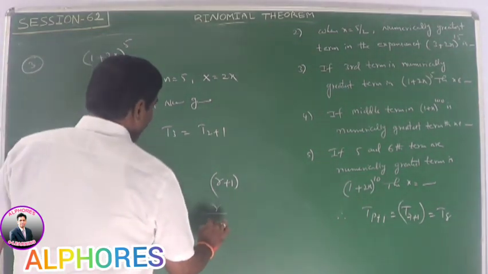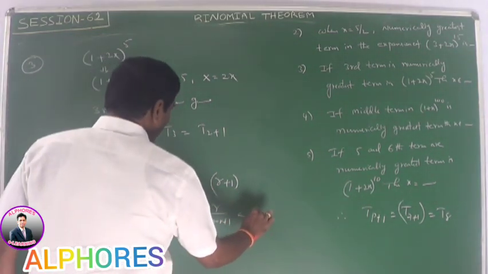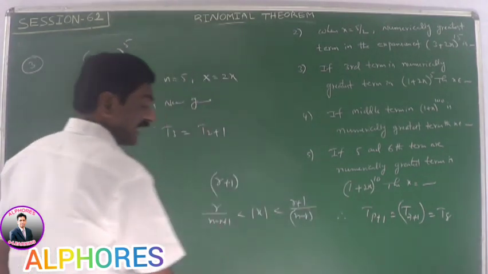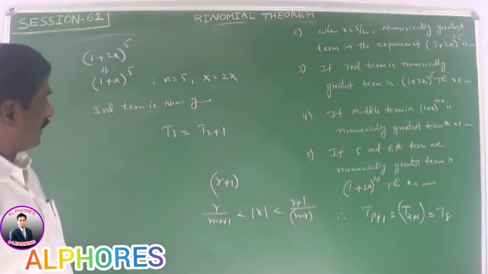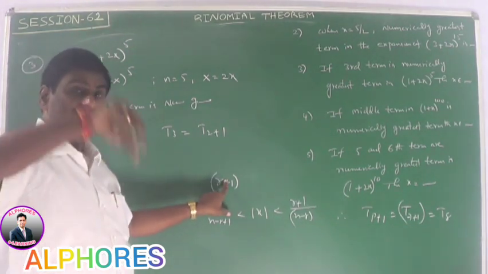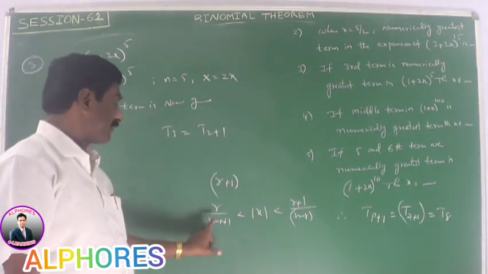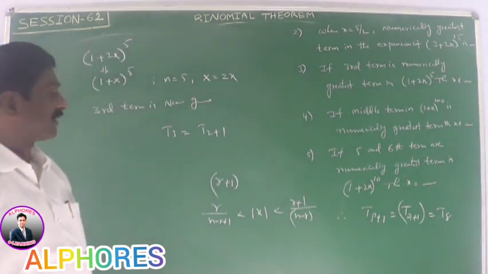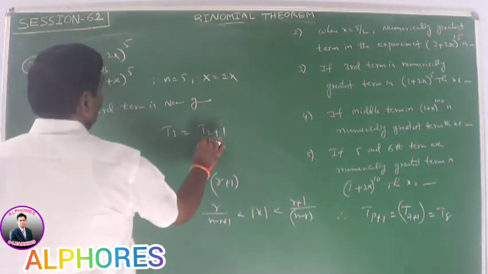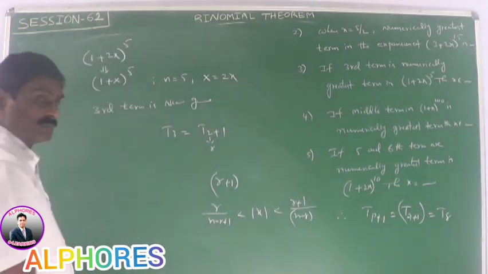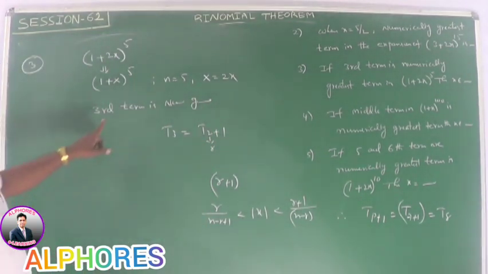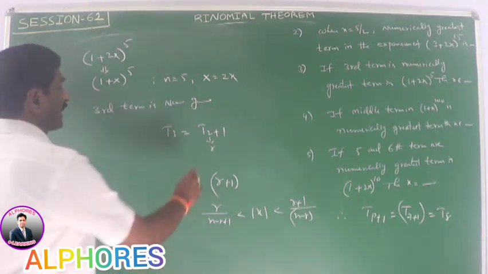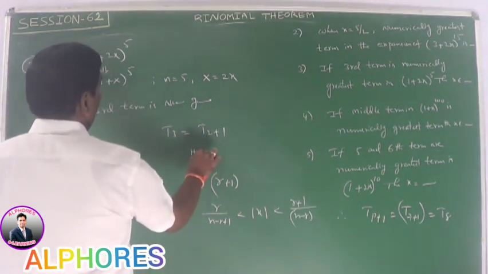R by n minus R plus 1 is less than mod x, which is less than R plus 1 by n minus R. Okay, it is the formula. For getting the (R plus 1)th term as the numerically greatest term, R by n minus R plus 1 is less than mod x is less than R plus 1 by n minus R. Here, what is the value of R? R plus 1 is T3, the third term, which is the numerically greatest term. T3 means T2 plus 1.